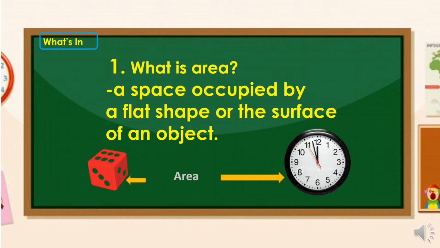We discussed in our previous lesson that area is a space occupied by a flat shape or surface of an object. For example, the dice and the wall clock occupied space. To find the area of an object, there are formulas to follow and understand.